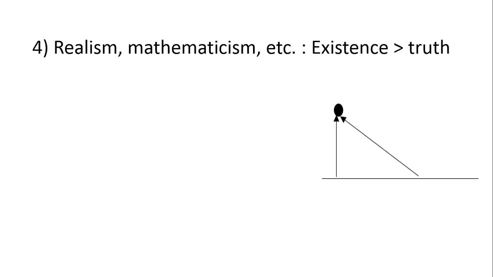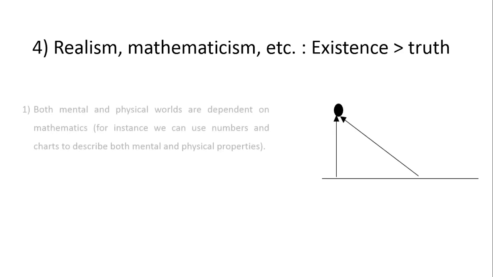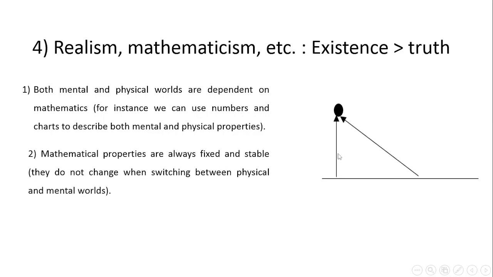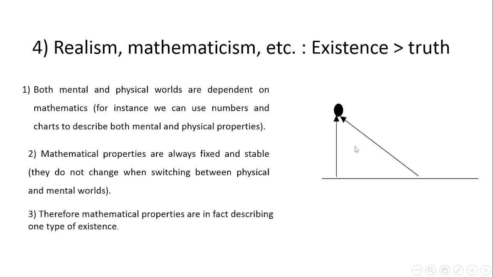This suggests a kind of property substance monism or a realistic monism. An argument for this would be: both mental and physical worlds are dependent on mathematics. For instance, we can use numbers and charts to describe both mental and physical properties. Mathematical properties are always fixed and stable. They do not change when switching between physical and mental worlds. Therefore, mathematical properties are in fact describing one type of existence or one ultimate reality.